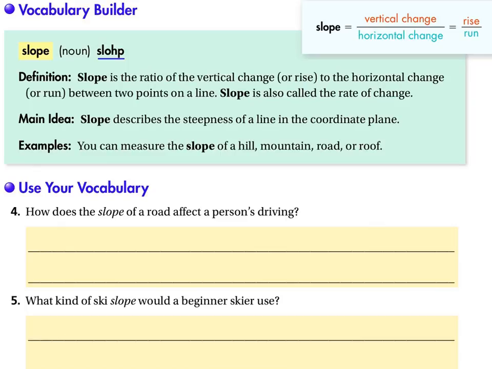To use this vocabulary, you have two questions. How does the slope of a road affect a person's driving? You could compare and contrast a flat surface someone's driving on compared to a very, very steep surface. And then the second one, what kind of ski slope would a beginner skier use? Would they go down Mount Rushmore or would they go down a bunny hill? And again, you can tell me which one and why.